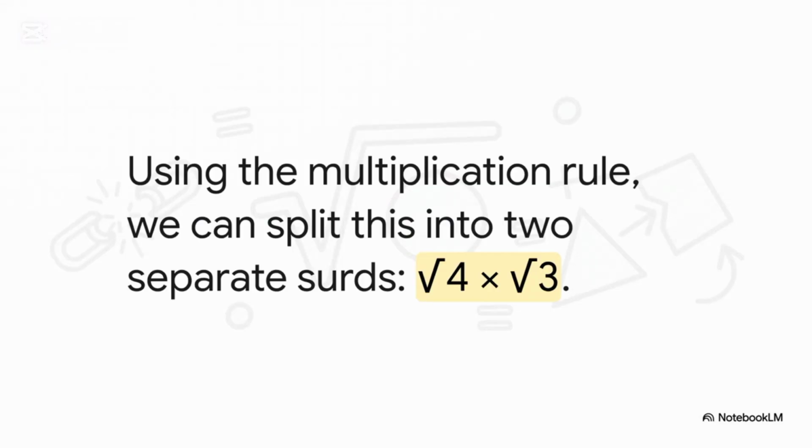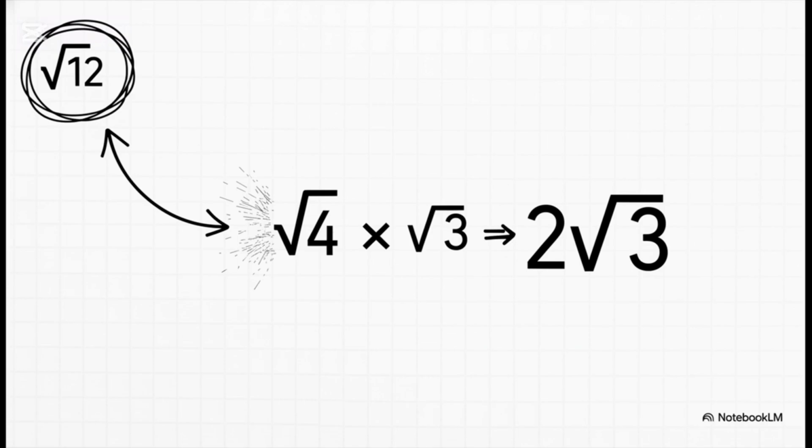Great. Now for step 2, we're going to use a really handy rule that lets us split this up into 2 separate roots. So we get the square root of 4 times the square root of 3. And for the final easy step, we just clean it up. What's the square root of 4? It's 2, of course. We can't do anything more with the square root of 3, so that just stays put. And there we have it. Our final simplified answer is 2 root 3. See how we made the number under the root smaller? We went from 12 all the way down to 3.